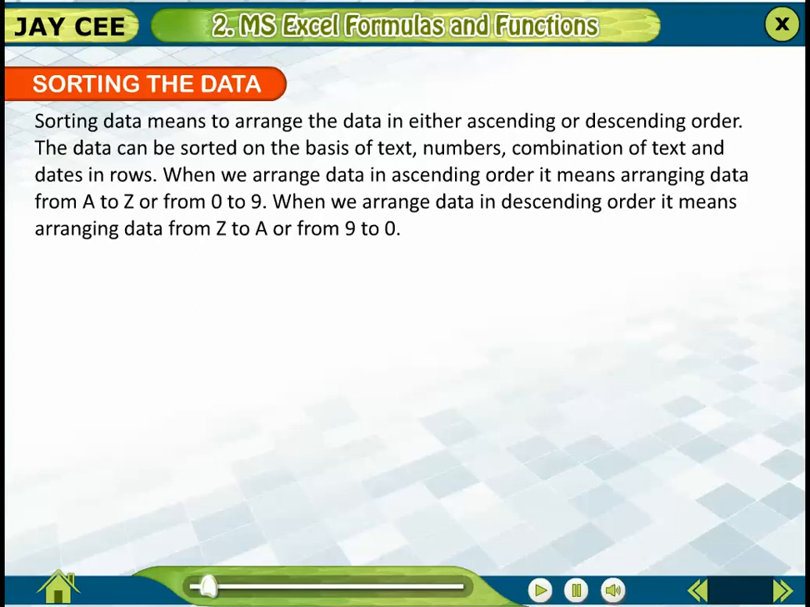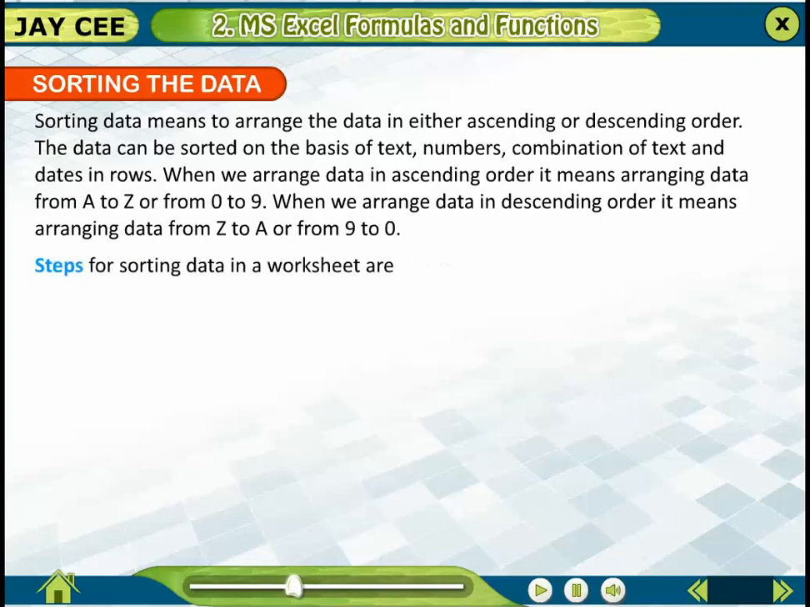Sorting the data. Sorting data means to arrange the data in either ascending or descending order. The data can be sorted on the basis of text, numbers, combination of text and numbers, or dates in rows. When we arrange data in ascending order, it means arranging data from A to Z or from 0 to 9. When we arrange data in descending order, it means arranging data from Z to A or from 9 to 0.